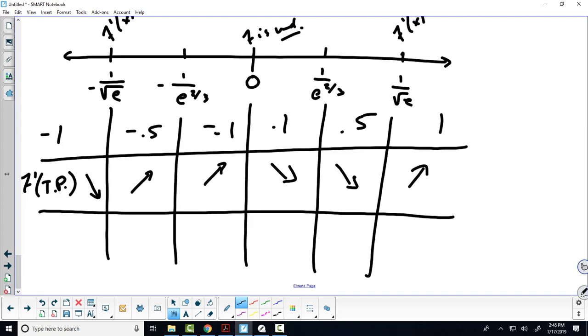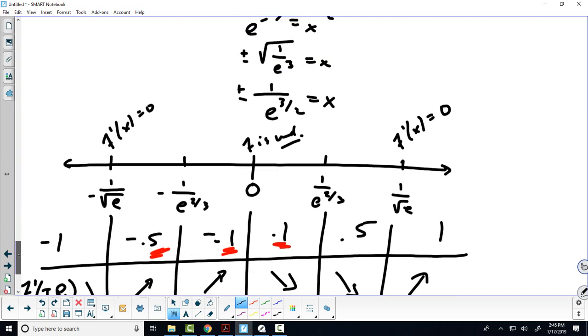We've done this half dozen times now. We've plugged these test points into the first derivative, and we've looked at the sign. Again, doing that takes a little bit of time. I went ahead and computed those beforehand. So then we could look at f double prime of our test point. What are we deciding on these intervals? We're deciding the concavity.